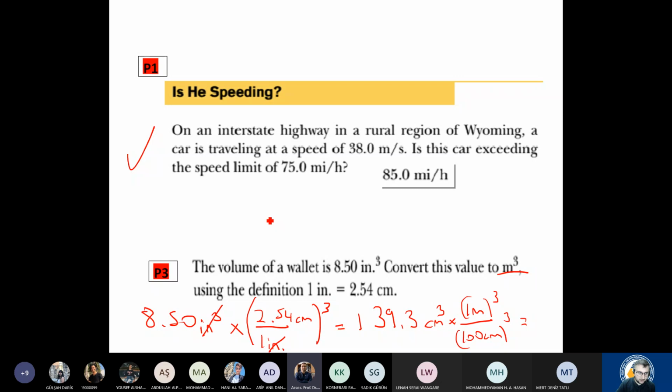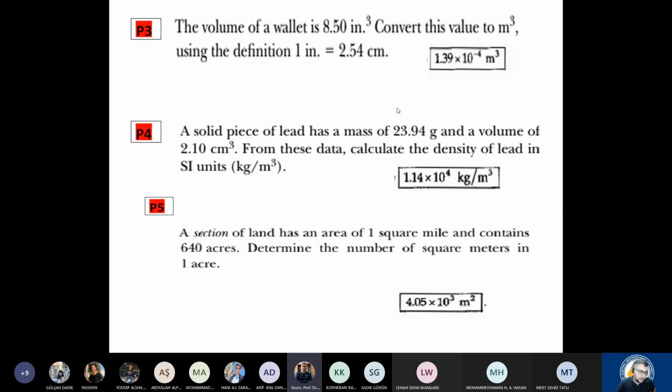So the answer is 1.39 times 10 to the minus 4 meter cube. Okay, so we find the answer correctly. Yes, here you can see we find the answer correctly.